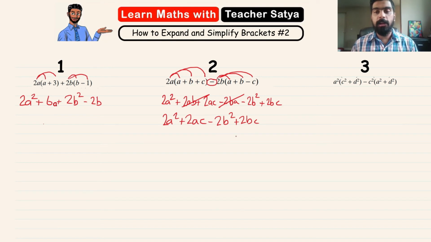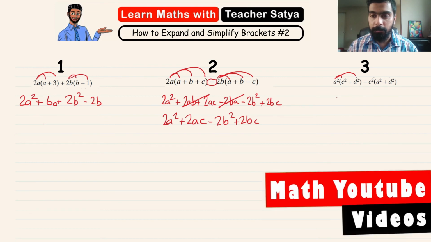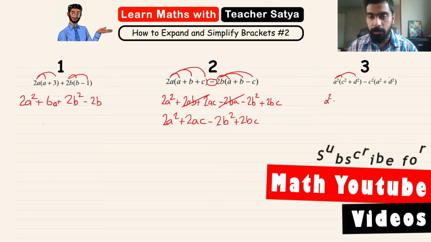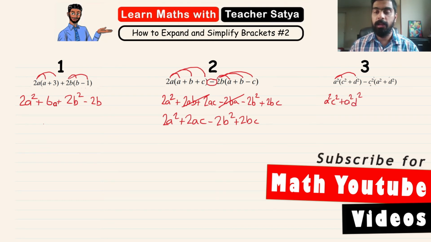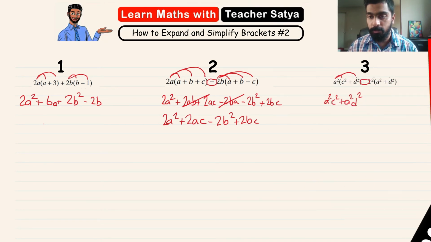Alright guys, now let's go ahead and solve the last question. Now just because there's a square number, don't get panicked or confused guys. We are going to do it exactly like how we solved the previous question. So we're going to take the term in front of the bracket and multiply with the terms inside the bracket. Okay guys, so a squared multiplied with c squared is going to give us a squared c squared. a squared times d squared is going to give us a squared d squared. Okay guys, here also there's a negative in front of c squared, so make sure you don't forget it while multiplying it.